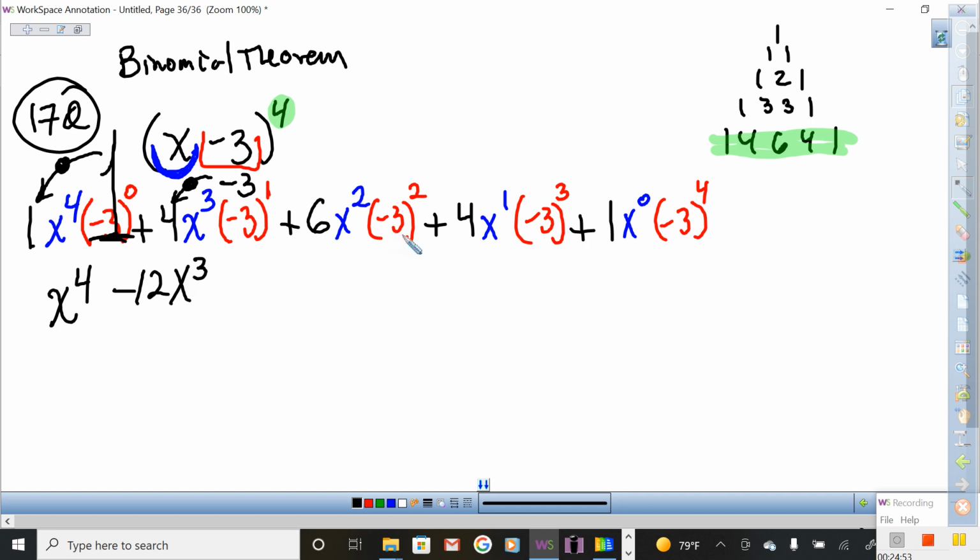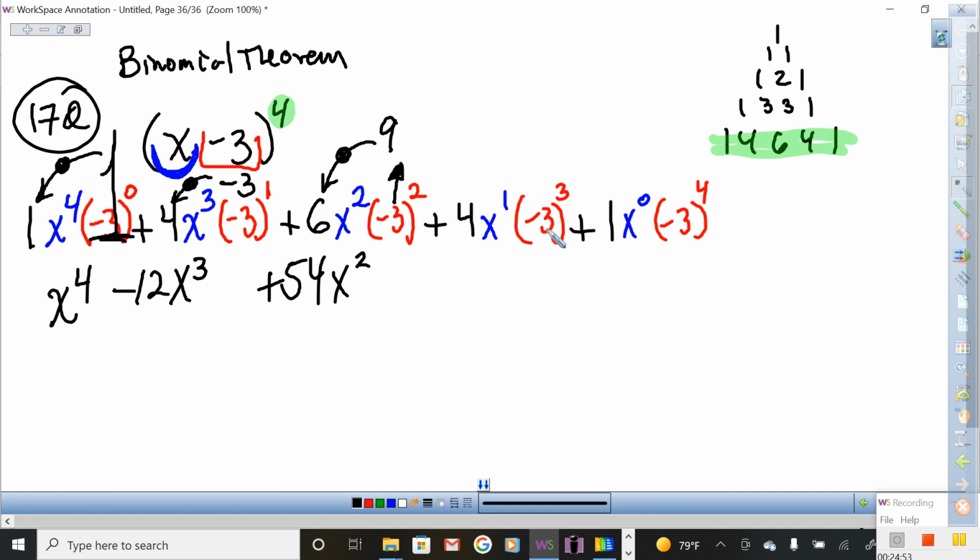Next, what is -3 squared? -3 squared is what? 9, yes. And then multiply 9 times 6. What is 9 times 6? 54x squared.